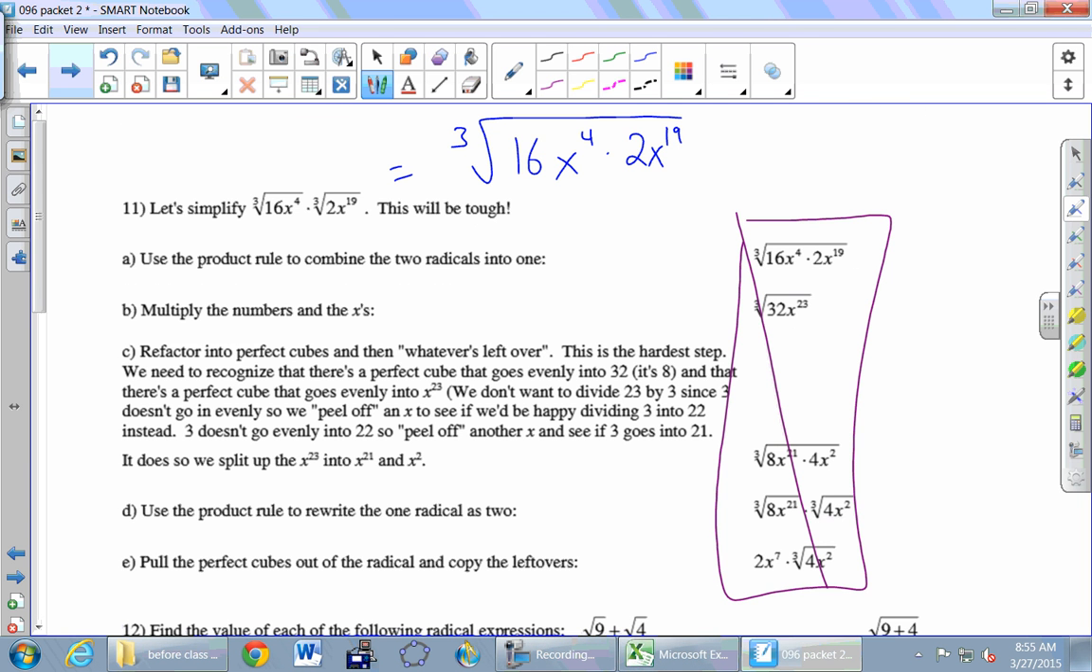Okay, so let's clean this up inside. Shuffling things around, 16 and the 2 get merged together. That's a 32. X to the 4 times x to the 19, I can mush them together as well. What do I do with those powers? I add those ones. So 4 and 19 is 23.